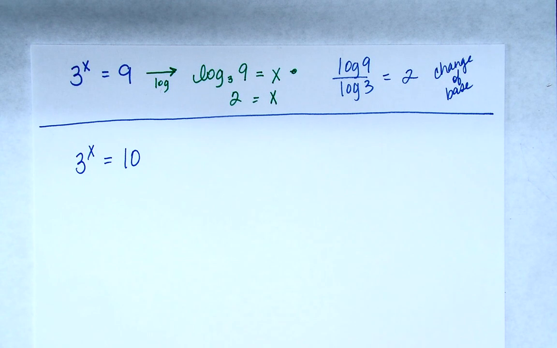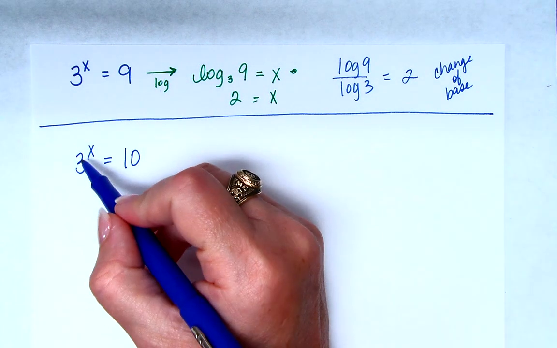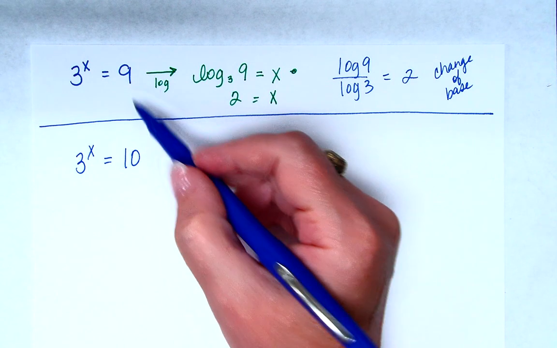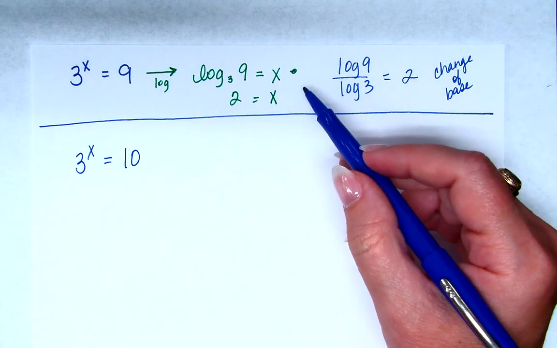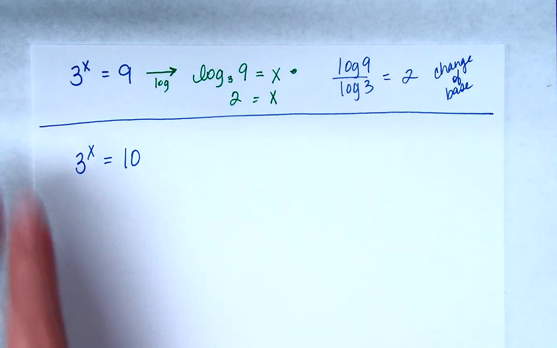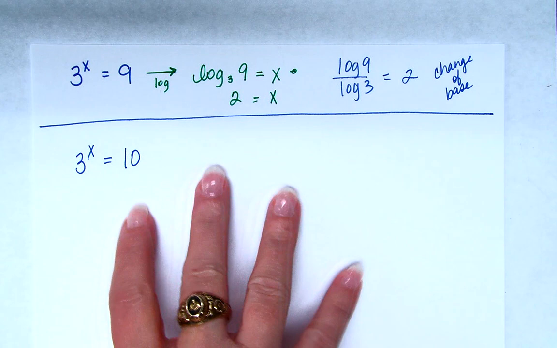What about this one? 3 raised to the x power equals 10. I know it's probably close to 2, right? 2 point something for sure. I know it's going to be above 2 because 9 is less than 10. 10's greater than 9, so it's going to be more than 2. But I don't know exactly what it is. 2.23. Okay? I mean, I know exactly what it is because I know how to do this problem, but you're about to.